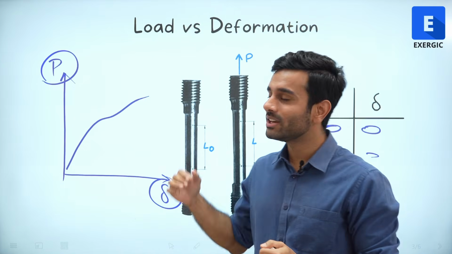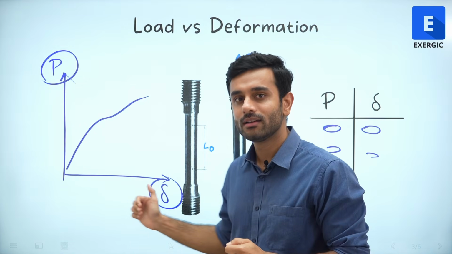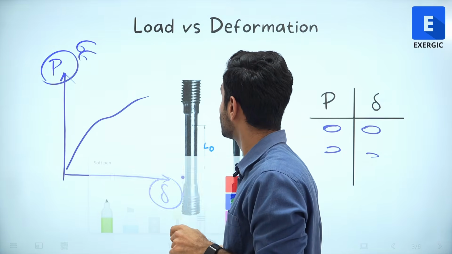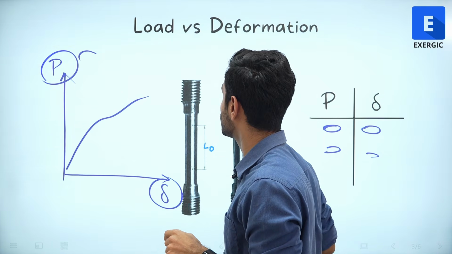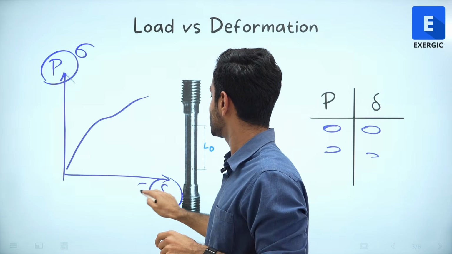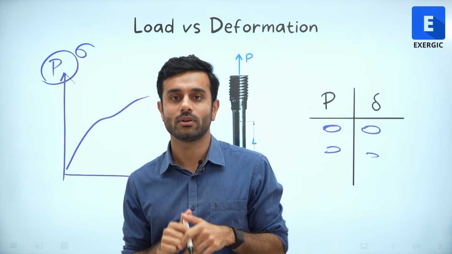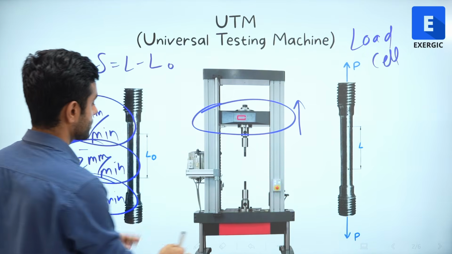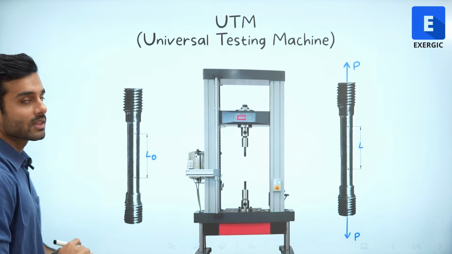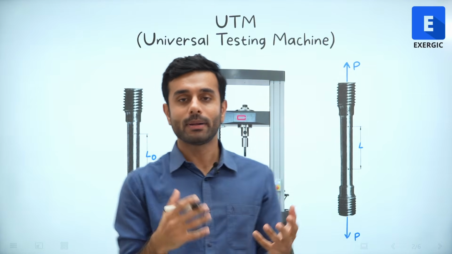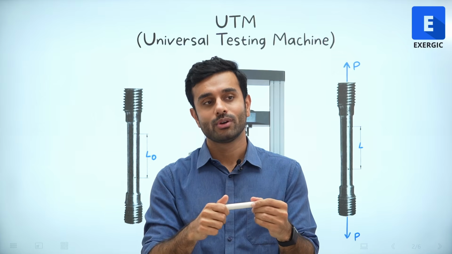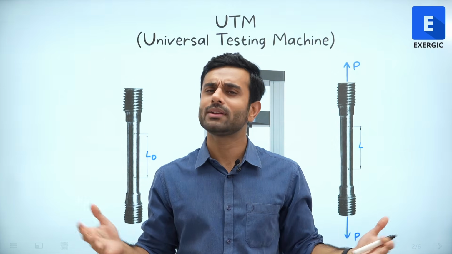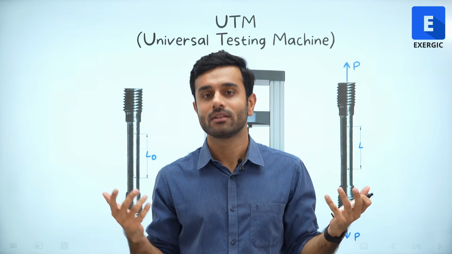Hence, rather than using the graph of P and del, a graph of stress and strain is going to be more useful, because we have done this test for a specific geometry, right? In real life, the parts that we are going to make, the machines, the big structures, the bridges, they will have different shapes, they have different cross sections, right?